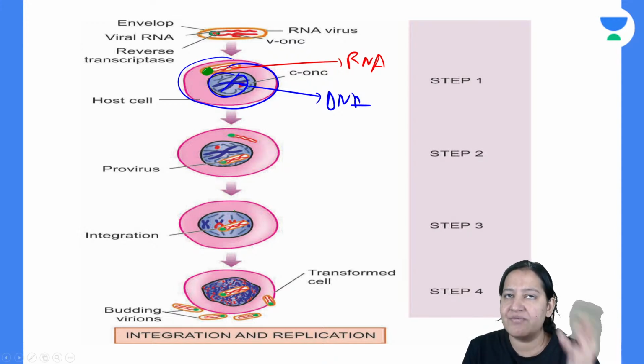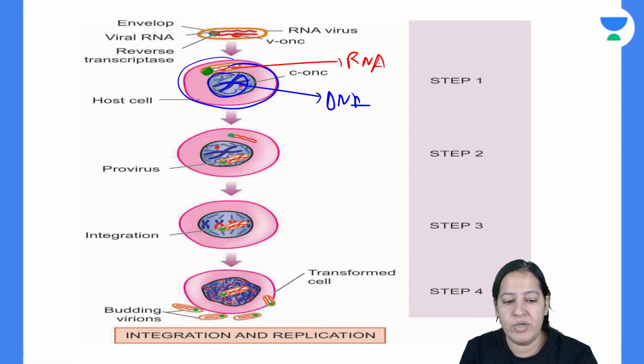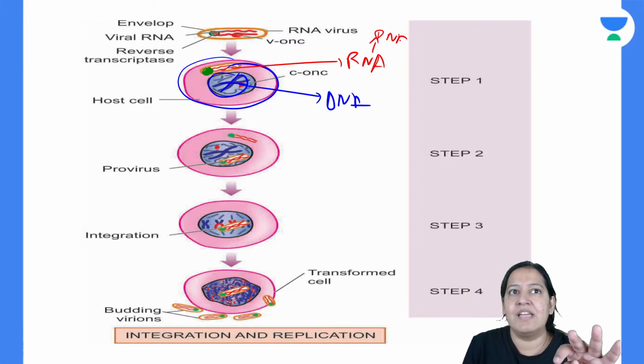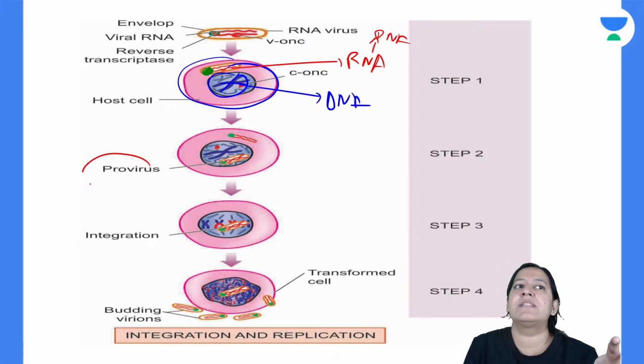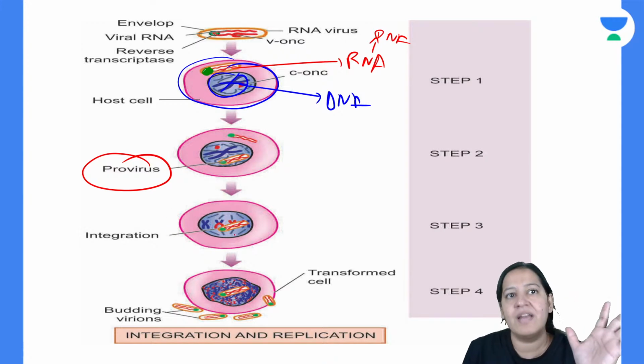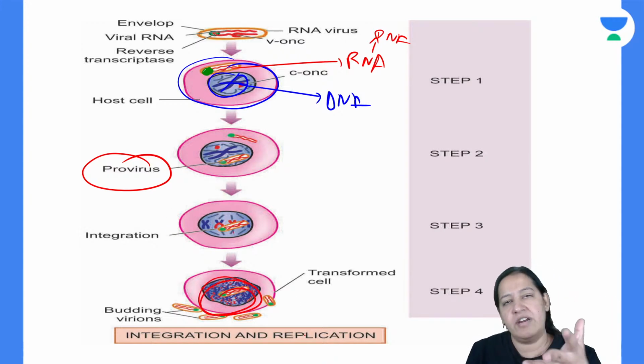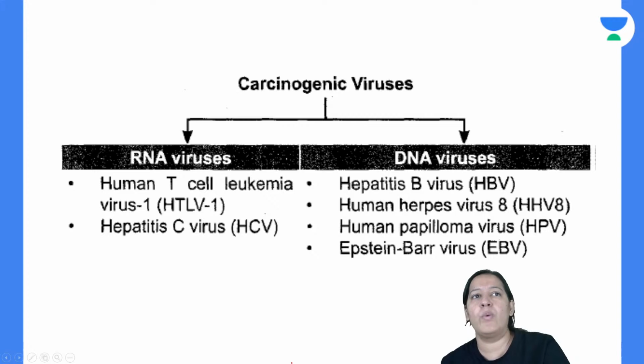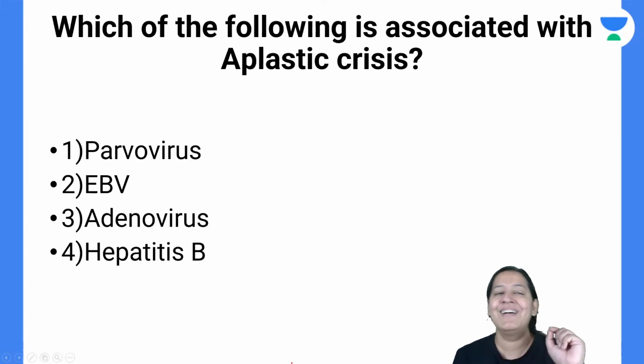Reverse transcriptase first converts RNA into DNA. Such a virus in which RNA is converted into DNA is known as a provirus. Now it can integrate and cause cancer. This is how we can go with it. Have you got it? Next question.